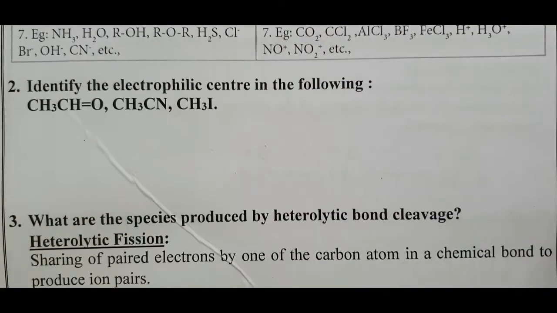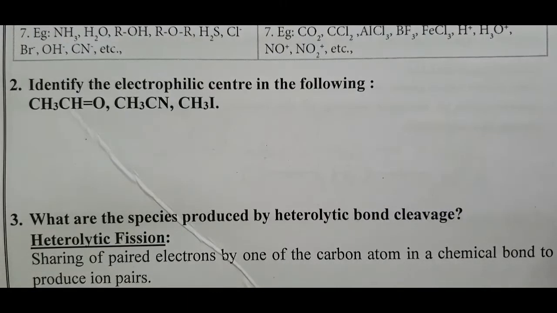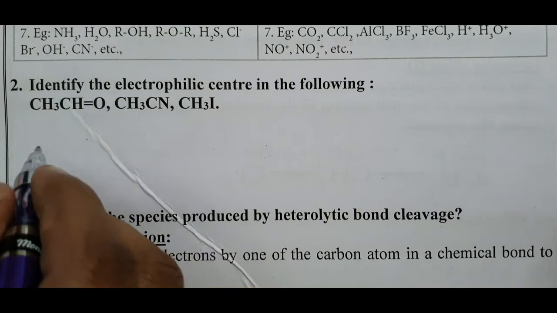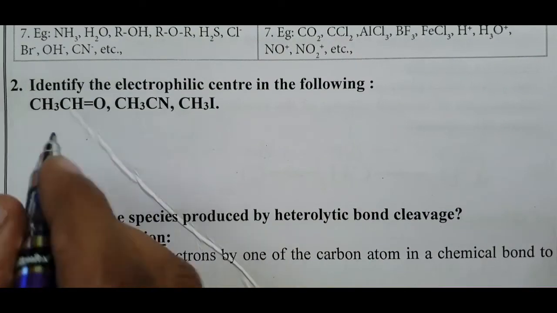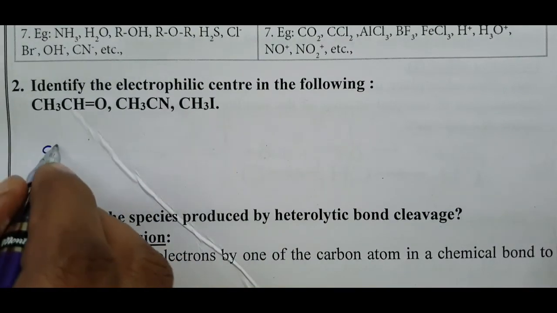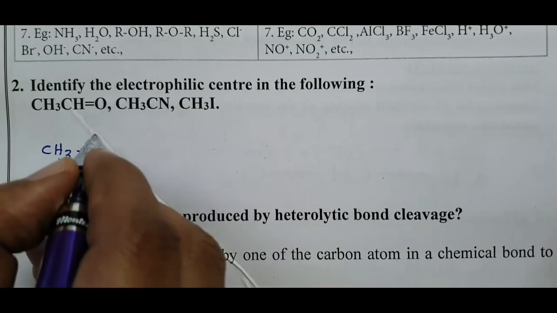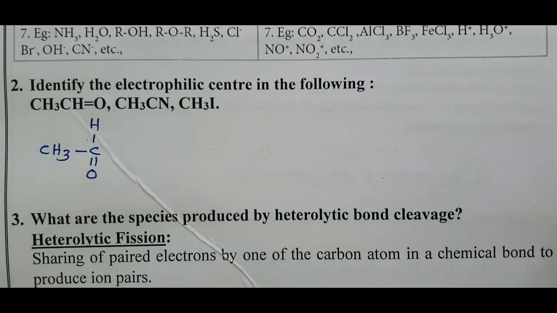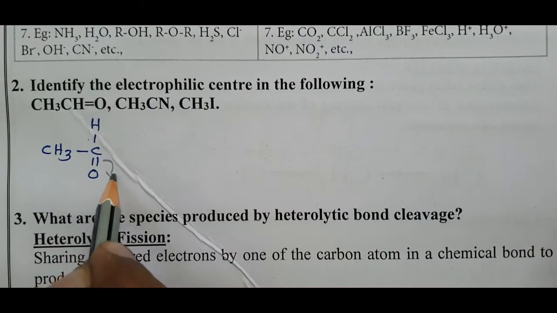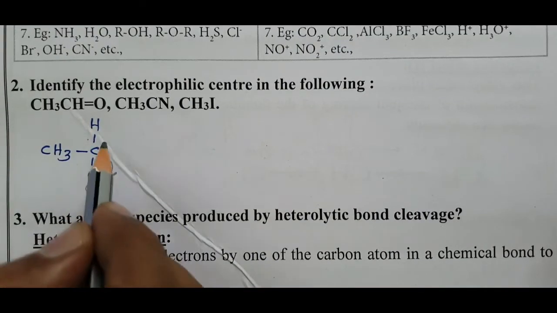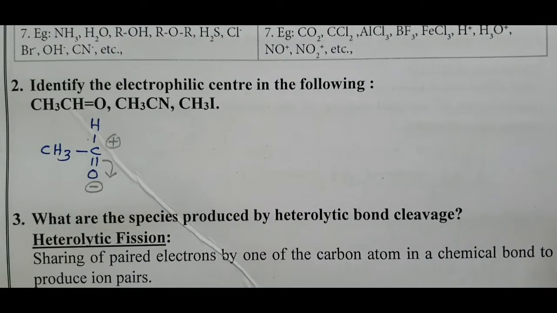Coming to question number 2. Identify the electrophilic center in the following. The first one is acetaldehyde. We have to find out the plus center. Acetaldehyde's molecular formula is CH3 C double bond O H. Oxygen is more electronegative, therefore oxygen pulls the shared pair of electrons towards itself. Oxygen becomes minus, carbon becomes plus. Carbon is the electrophilic center.